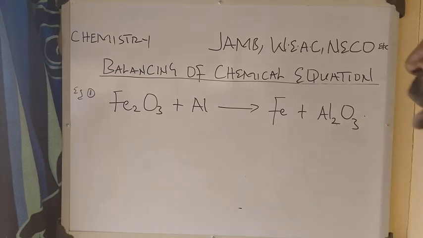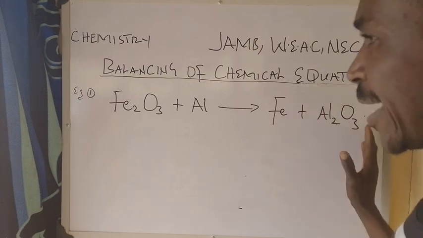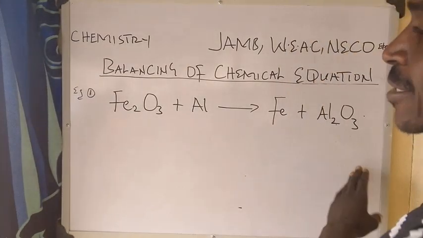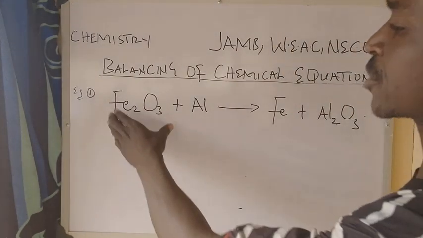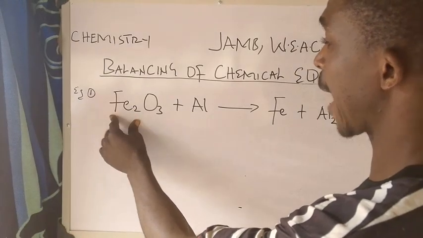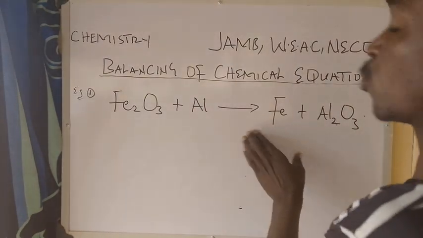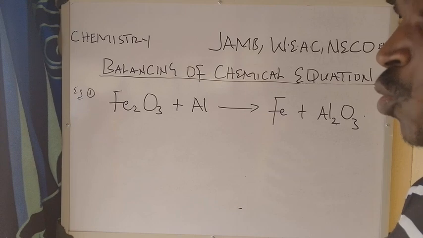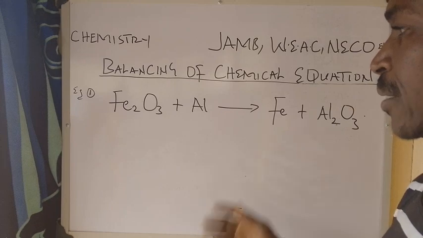Now, in balancing, you need to know that what is in your left hand side must be equal to what is in your right hand side. This is your left hand side, and this is your right hand side. So what is here must be equal to what is here. So let's check. The numbers of atoms of iron, oxygen, aluminium on this side must be equal to the ones on this side. So that's what we mean by balancing of a chemical equation. So can we bring these atoms one after the other and see how we can balance this equation?